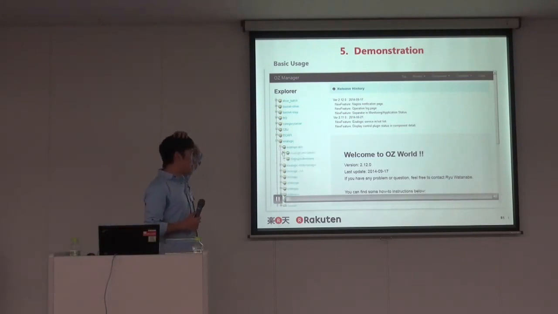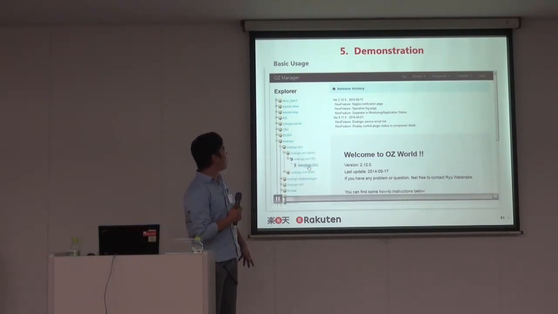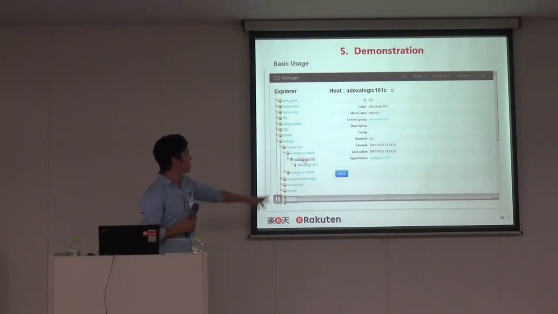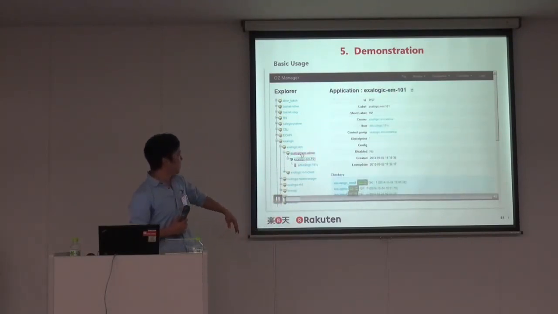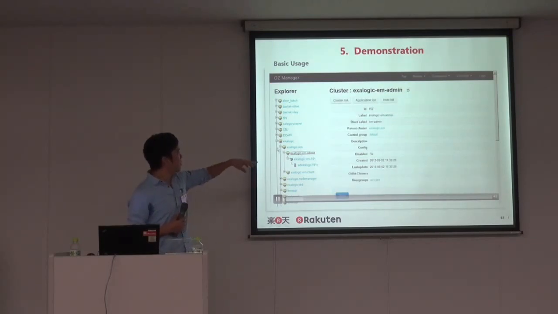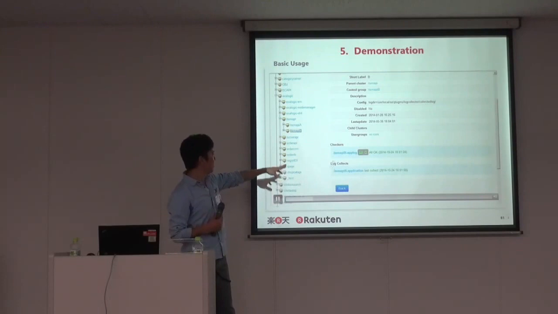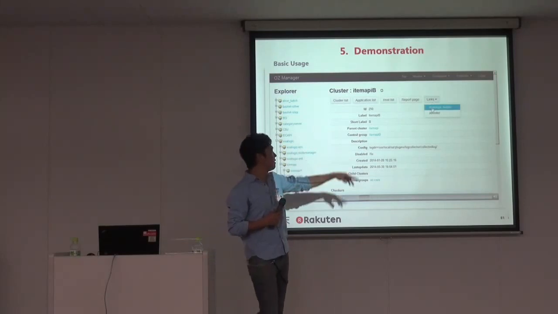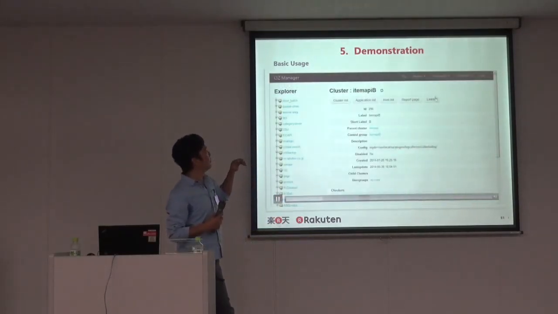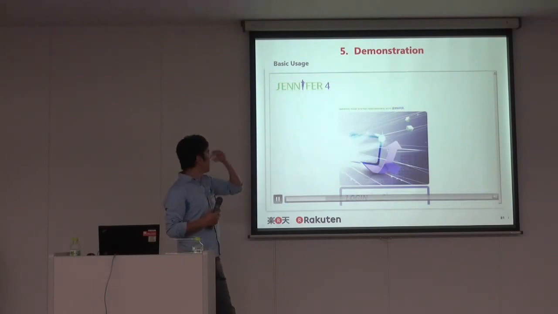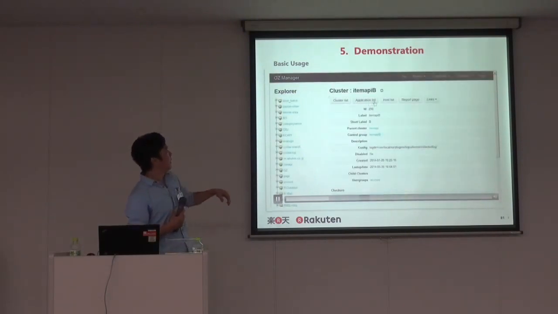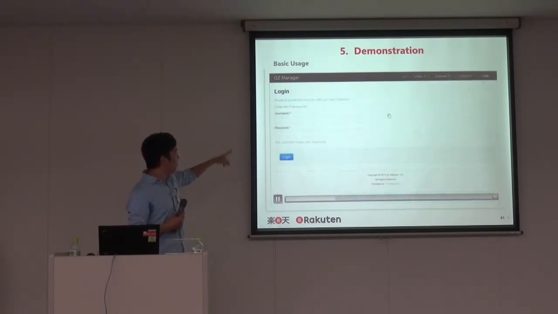Okay, this is how Oz Manager looks. On the left side, there's a component explorer. You can click them, and you can see the detail on the right side. And you can see all the related controls, like checkers and log collectors, the ones I was showing before for the data relation. You also have links to jump onto your WebLogic admin or Jennifer server, the one Pon-san was talking about. You don't have to remember all those links, and you can add them from each component.